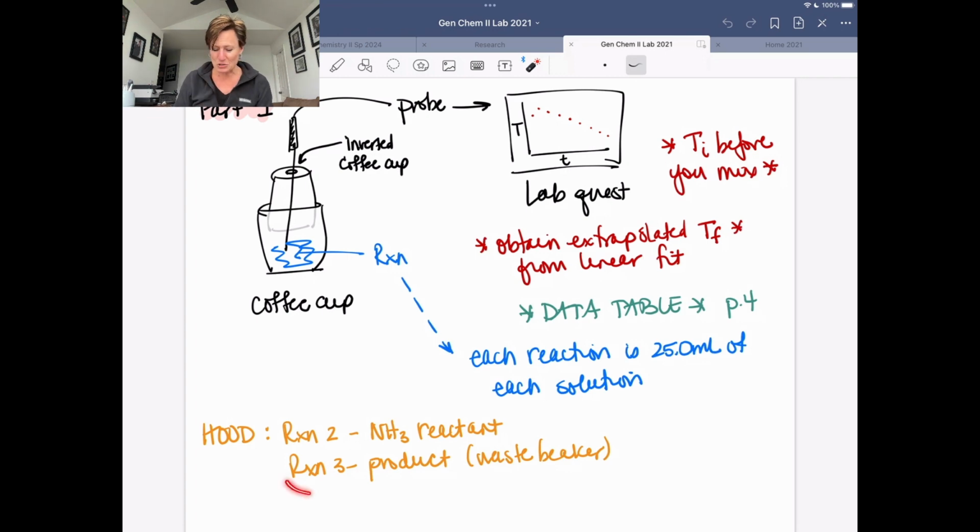We're generating ammonia in reaction 3. So as that product is generated, go ahead and put it in a waste beaker that's in the hood. There should be waste beakers that are already around in the hood, and that's going to keep those fumes, again, from being problematic. Reaction 1 and 2 waste products can just go right down the drain.